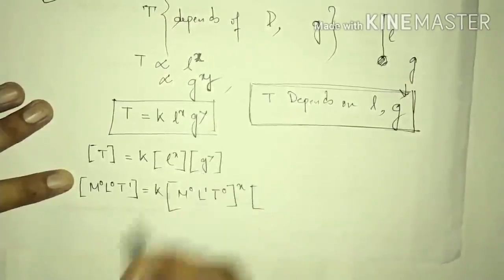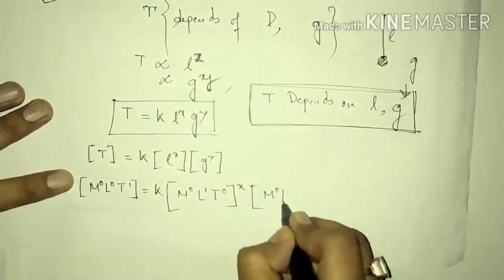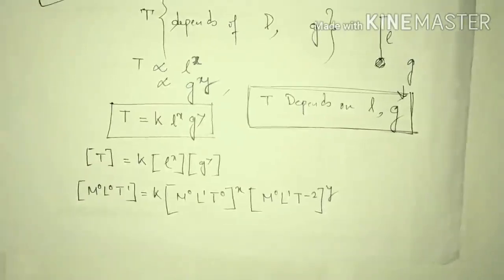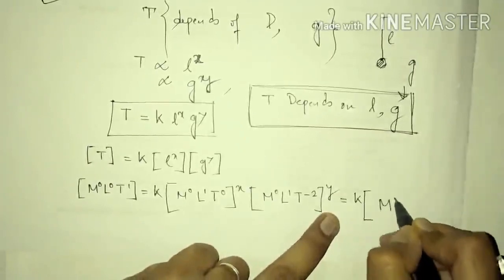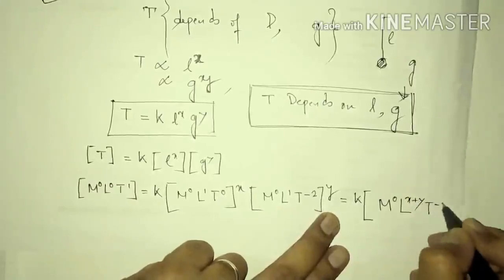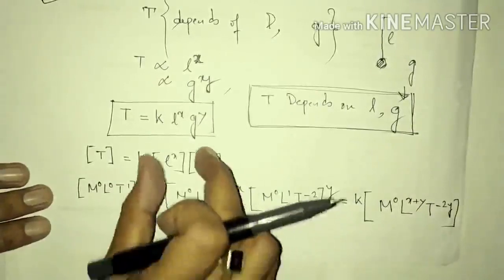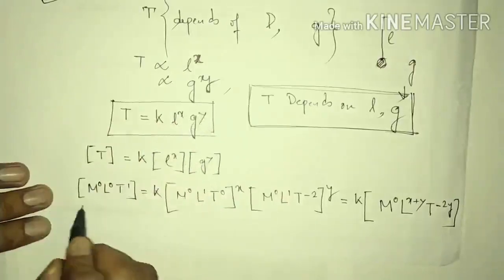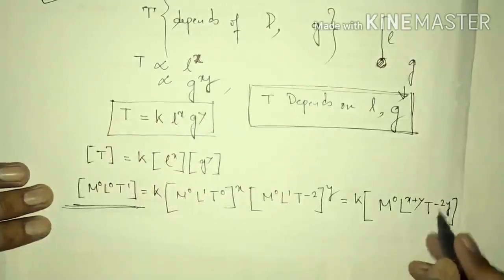Similarly, what is the dimension of g? Acceleration due to gravity is basically an acceleration, so it is M to the power 0, L to the power 1, T to the power minus 2, whole to the power y. So this becomes k, M to the power 0, L to the power x plus y, T to the power minus twice y. Now if this is the correct equation, then the dimension of L to the power x, g to the power y has to be equal to the dimension of T. That means M to the power 0, L to the power 0, T to the power 1 has to be equal to M to the power 0, L to the power x plus y, T to the power minus twice y.